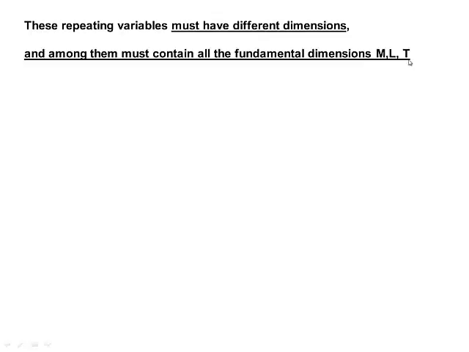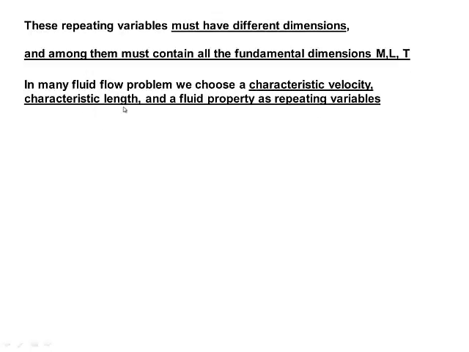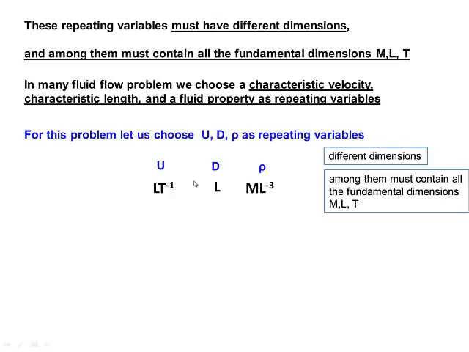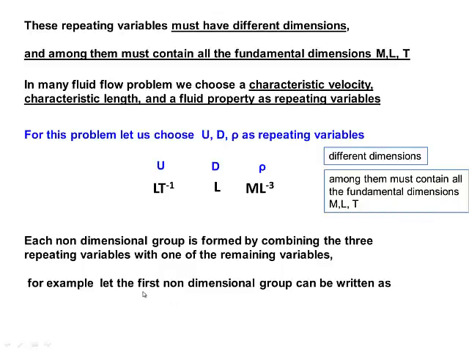In many fluid flow problems, we choose a characteristic velocity, characteristic length, and a fluid property as repeating variables. For this problem, let us choose u, d, and ρ as repeating variables, where u is velocity, d is diameter, and ρ is the density. Each non-dimensional group is formed by combining the 3 repeating variables with one of the remaining variables. For example, the first non-dimensional group can be written as pi 1 equals u raised to a, d raised to b, ρ raised to c times Δp, where a, b, and c are constants that can be found out later.